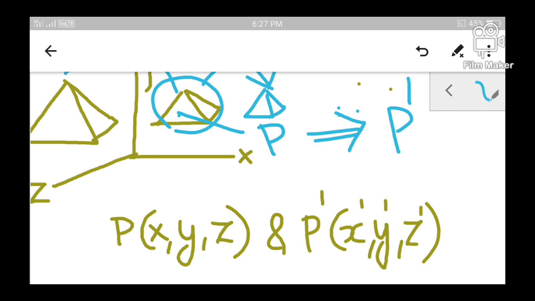So these two are the same points, but the difference is that P is a point in the object before scaling and P dash is the same point in that object after scaling.